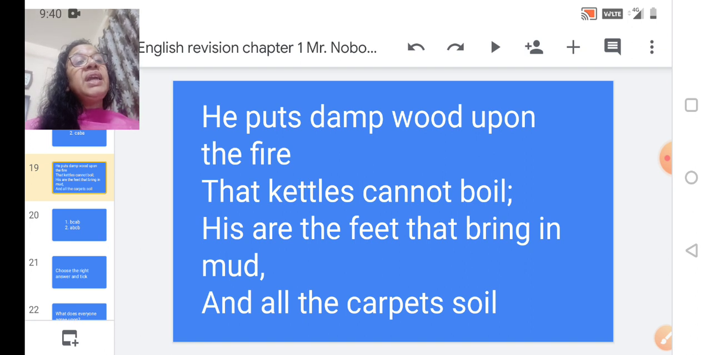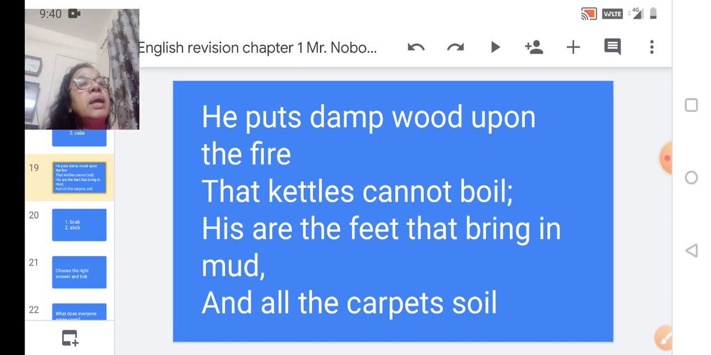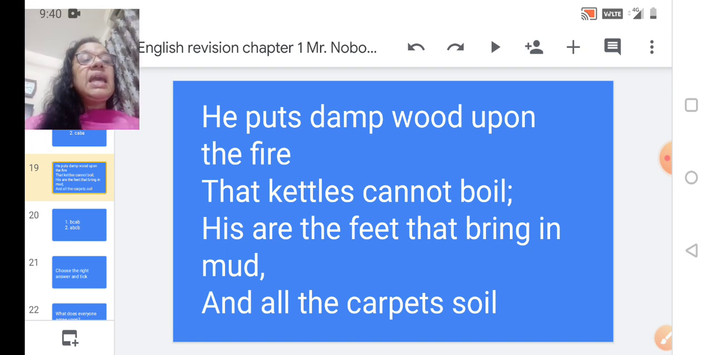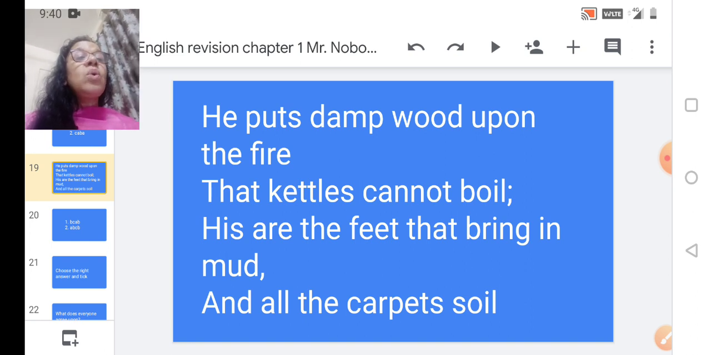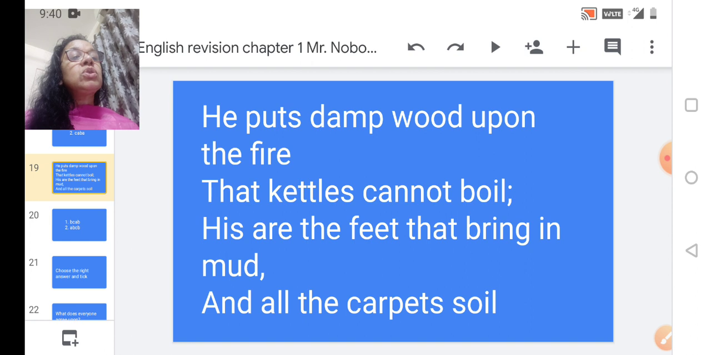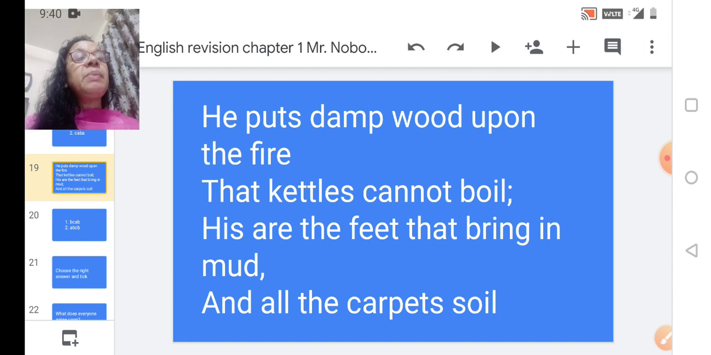His are the feet that bring in mud. Again it doesn't rhyme, so C. And all the carpets soil. So now boil and soil. The second one is B and the fourth one is soil. They both rhyme together. So the rhyme scheme will be A, B, C, B.